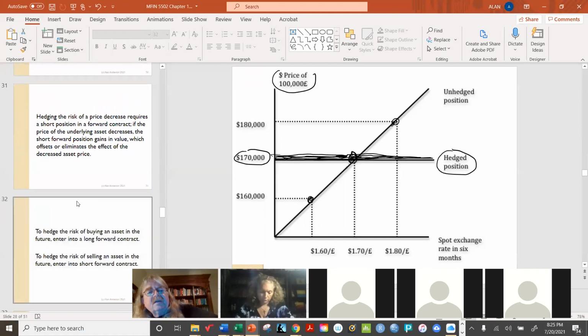Now, by the way, this is from the position of a buyer. You can also be the seller. And then what you're doing is you're hedging against the possibility that the exchange rate goes down and you're selling at a lower price.